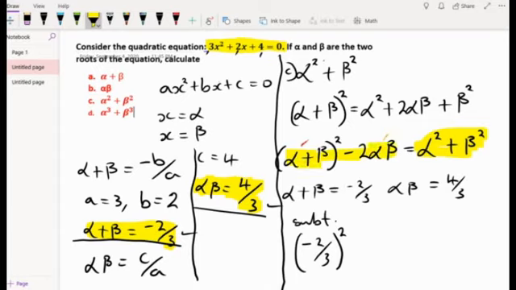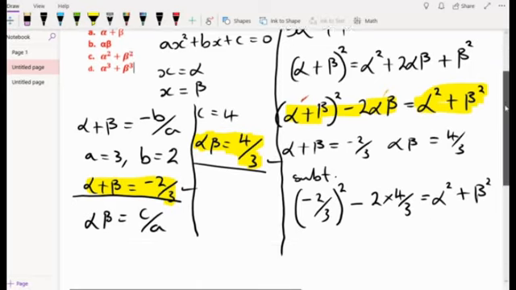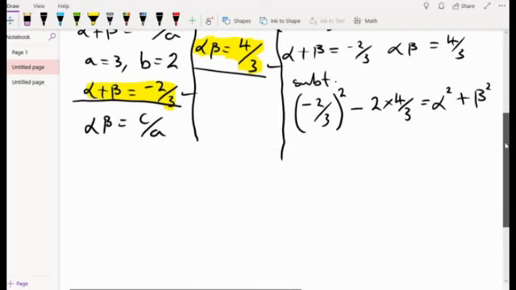Wherever we see alpha plus beta, we put minus 2 over 3. And alpha beta is 4 over 3. So minus, that is 2 times 4 divided by 3. That will give us alpha square plus beta square. Alright, so we are getting close to the answer.